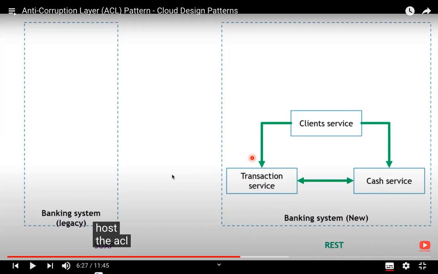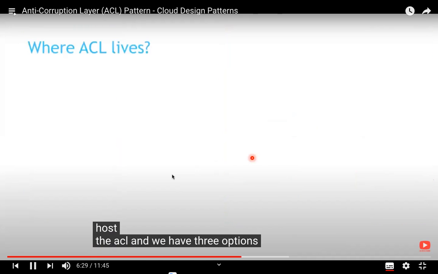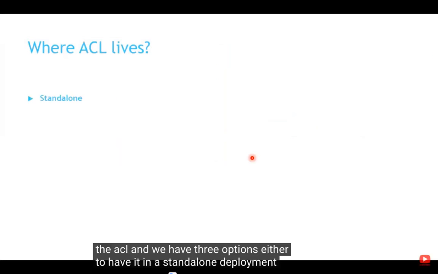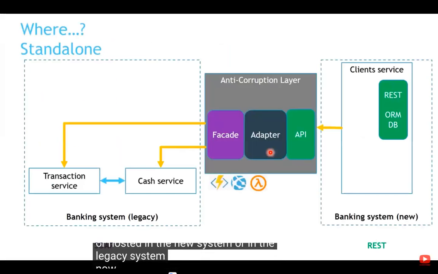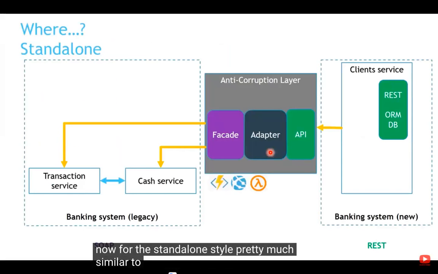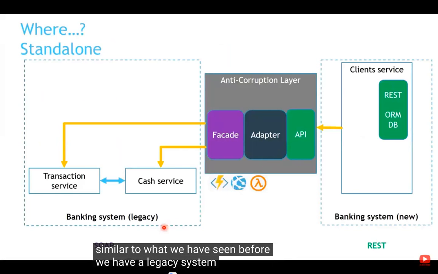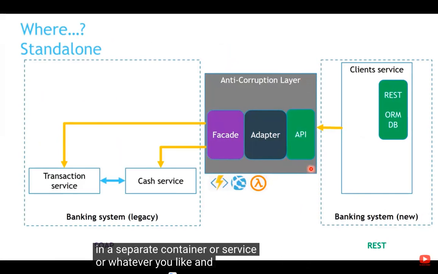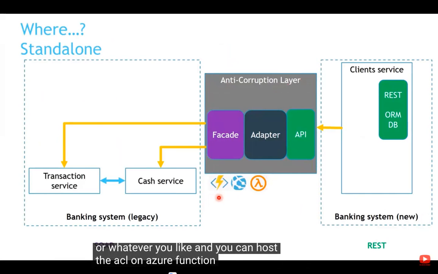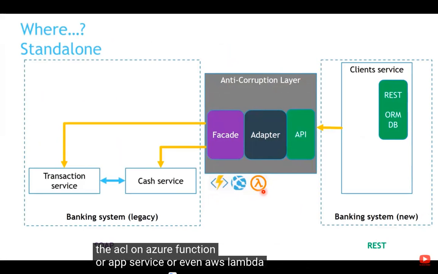Okay. ACL. And we have three options: either to have it in a standalone deployment, or hosted in the new system, or in the legacy system. Now for the standalone style, pretty much similar to what we have seen before, we have a legacy system and a new system, and the ACL layer is going to be hosted in a separate container or service or whatever you like. And you can host the ACL on Azure Functions or App Service or even AWS Lambda.